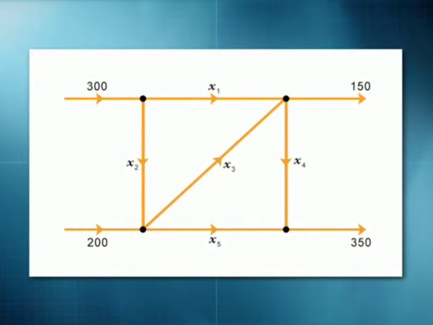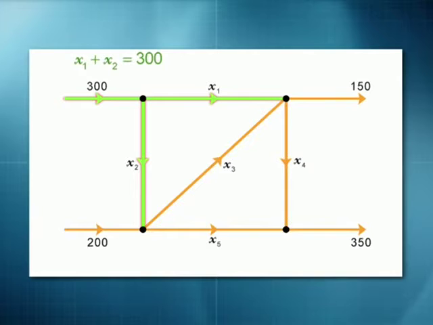All right, so let's solve the problem. Let's look at the upper left-hand corner there where 300 come in and x1 plus x2 cars come out. That gives rise to a linear equation. x1 plus x2 equals 300. In other words, the amount of cars that come in has to equal the amount of cars that leave. So the first equation is x1 plus x2 equals 300.